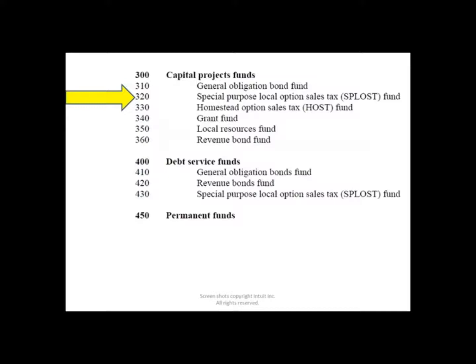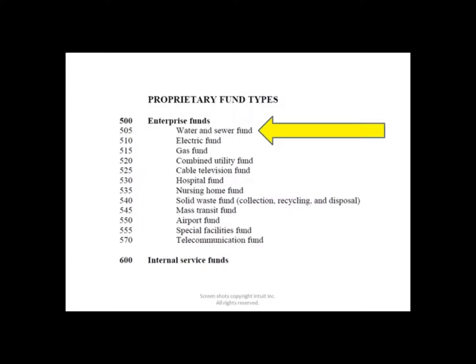However, there are other funds that you may want to consider setting up inside of QuickBooks. The Special Purpose Local Option Sales Tax, or the SPLOST Fund, Fund 320, is a good one that you might want to consider setting up inside QuickBooks as well. And the Water and Sewer Fund is also common for our cities, and this would be Fund 505.